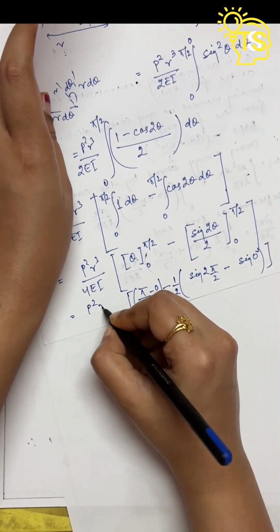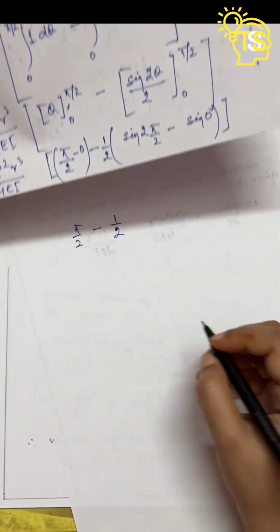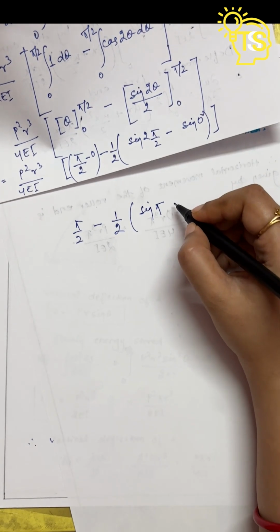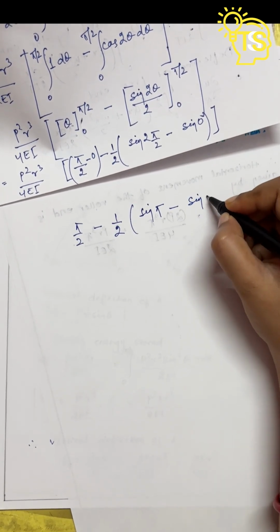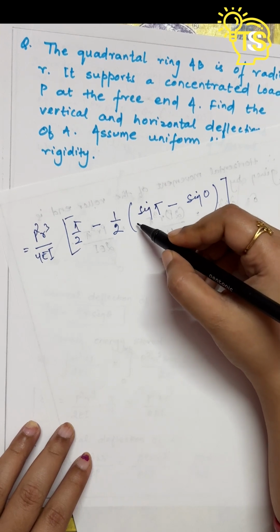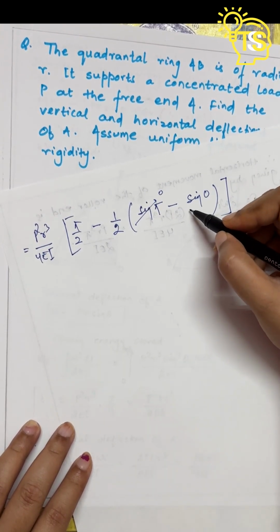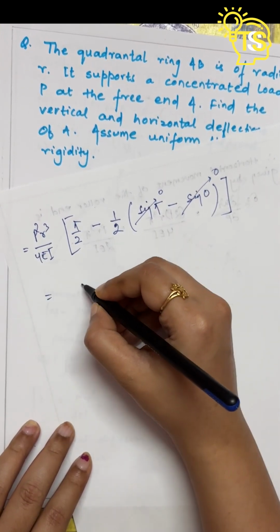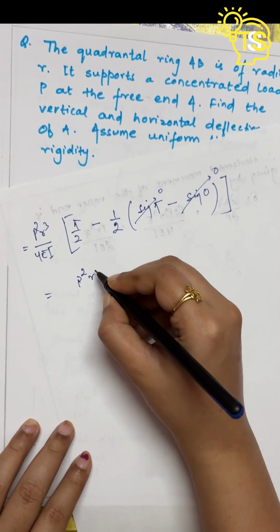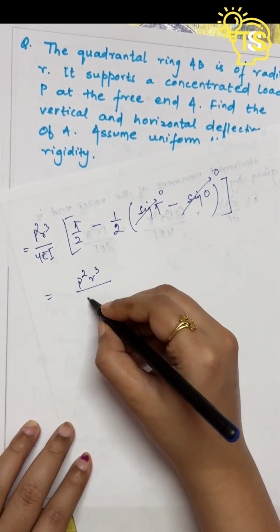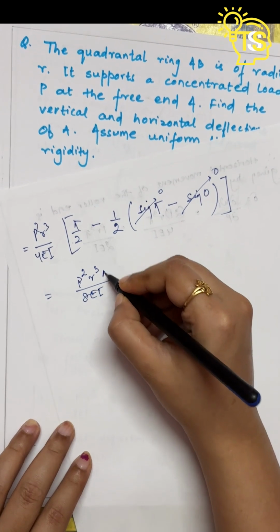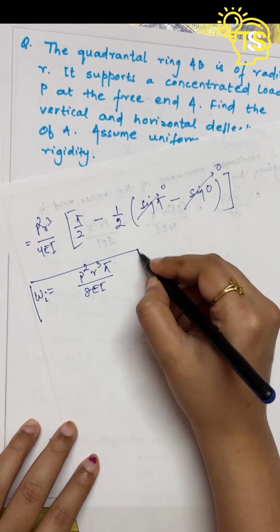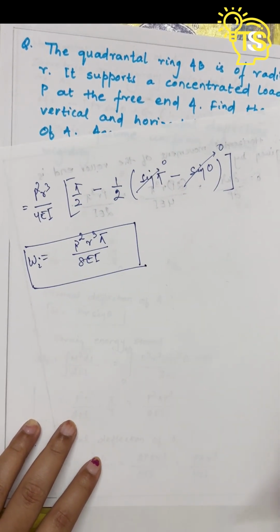You can write this outside the bracket. To cancel, we got sin pi minus sin 0, and the value of sin pi is 0, and the value of sin 0 is also 0. So this term will be 0. Here we will get this, which is the strain energy that we got for the vertical deflection at A.